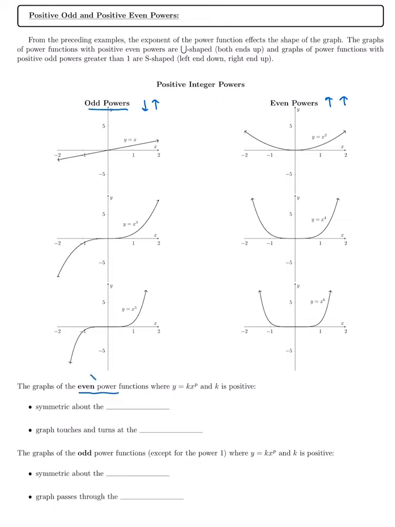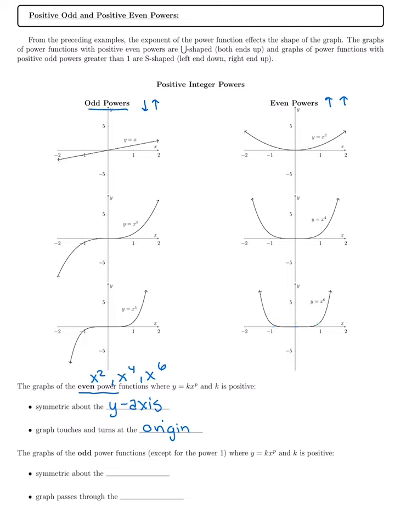If we have even powers, we're looking at x squared, x to the fourth, x to the sixth, and we are symmetric about the y-axis. I can fold them along y and have it match up. They're symmetric about that y-axis. So we're going to write that conclusion in here. And the graph touches and turns at the origin. We touch down at the origin, and then we turn out both ways in a symmetric way.